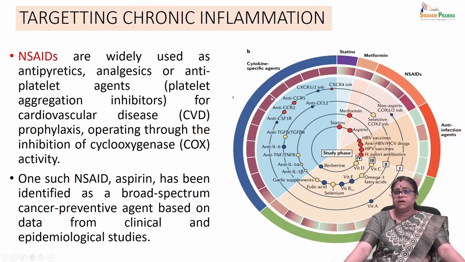If you see, these come under several categories. You have the statins, the metformin, the NSAIDs, the anti-infection agents, and several natural supplements which are coming as nutraceuticals. All these are promoting anti-inflammatory properties in the TME. All these are known to have some effect in bringing down the inflammation: berberine, selenium, and the omega-3 fatty acids. These come as vitamin supplements and natural supplements, and then you have the NSAIDs in the form of COX-2 inhibitors, the metformin, and the statins. All these are in different study phases, but found to be useful in targeting chronic inflammation.